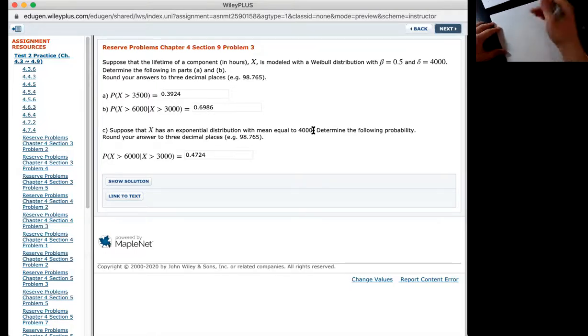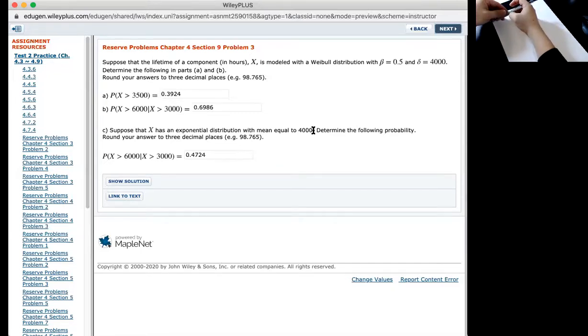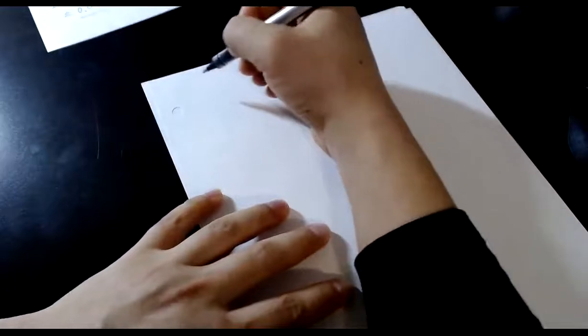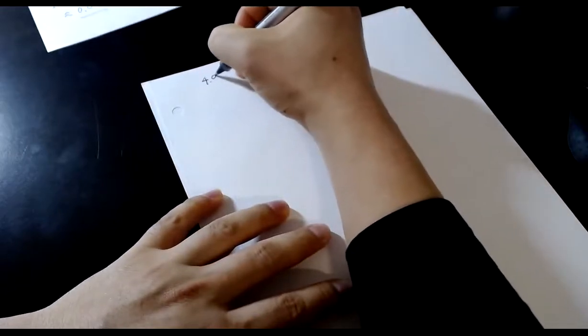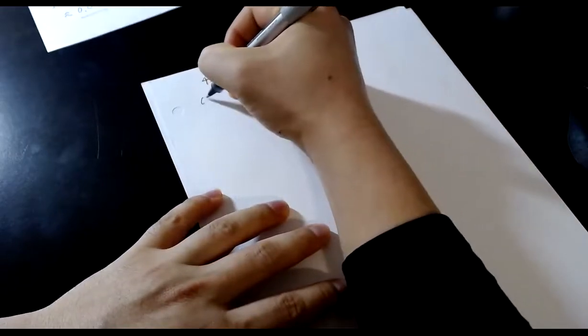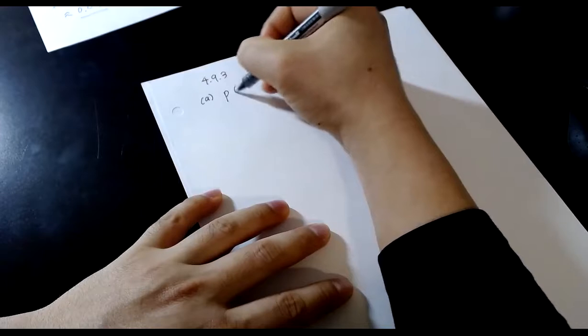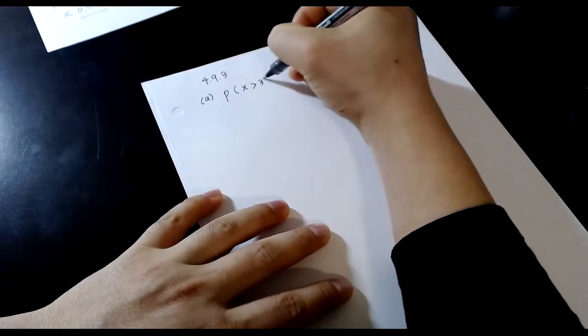All right, so find out the probability that X is greater than 3500, and then B and C are conditional probability. Okay, let's figure that out. This is 4.9.3. Okay, so question A, we'll find the probability that X is greater than 3500.